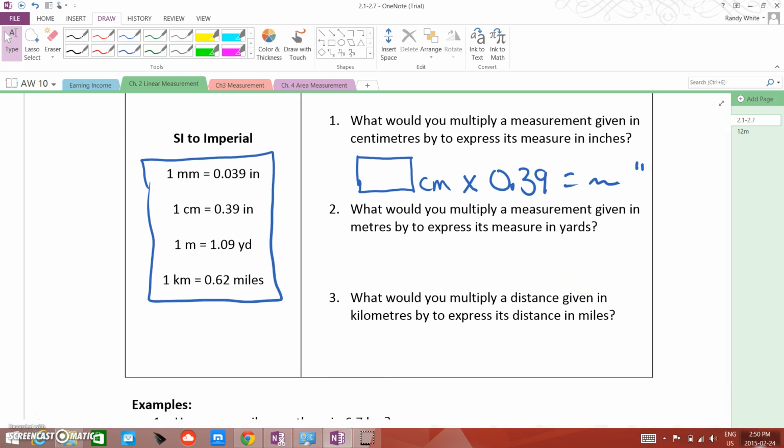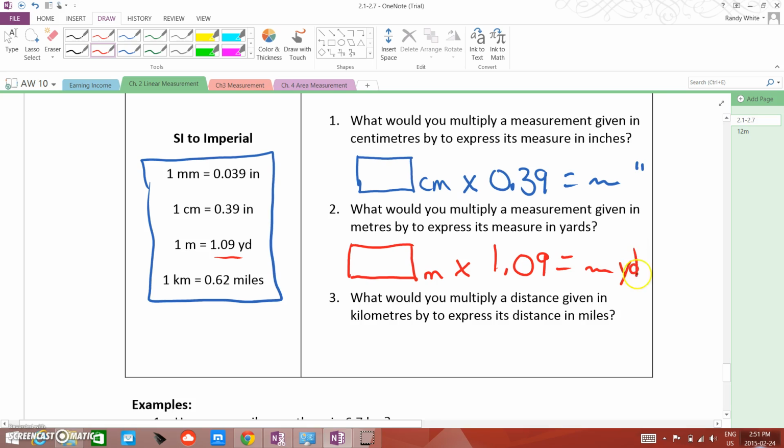Same thing with part 2 here. If I'm given a measurement that's in meters, so who knows what it may be, maybe 10 meters, maybe 6 meters, okay, but whatever it is, I'm going to take that unit and multiply it by the conversion that I've been given. So I'm going to multiply it by 1.09, and that will give me my answer in actual yards.